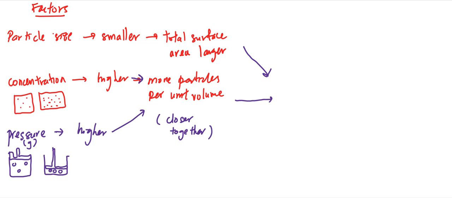All right, they will collide more frequently. Frequently means more often lah. Or they use another term, collision frequency. You learn frequency in physics, right? Frequency means how often something happens. So we say the collision frequency increases.